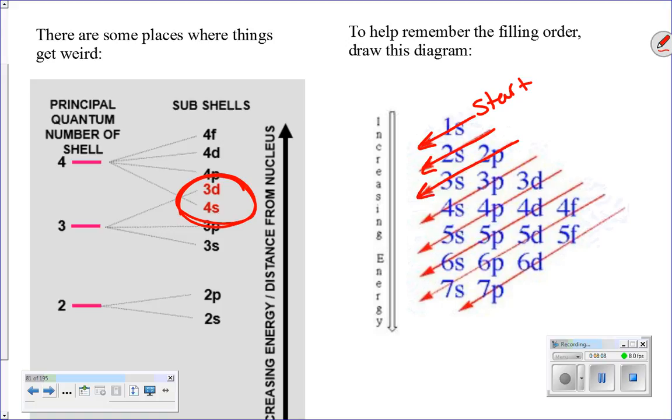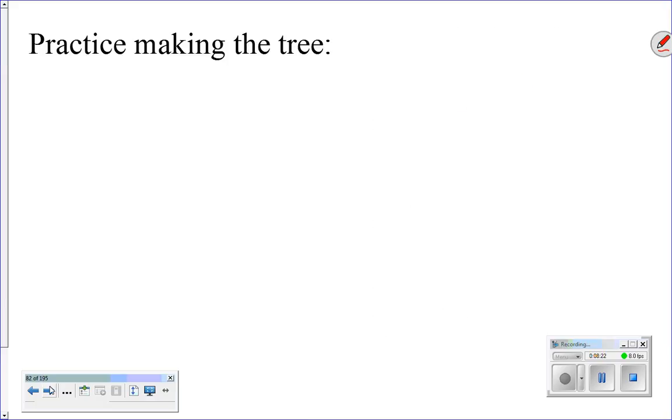Now where it gets weird is right here. So next we go to the 3p. This actually tells us to go on to the 4s before the 3d. So it's important to practice drawing a Christmas tree. So I'm going to have you take a moment to do that. And you really only need to go up to level 4.